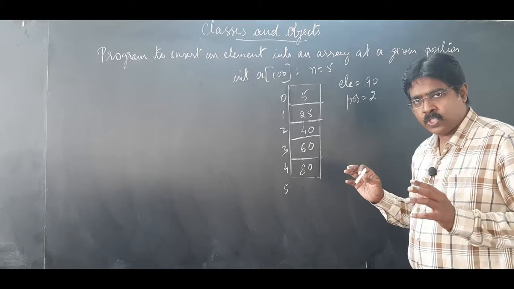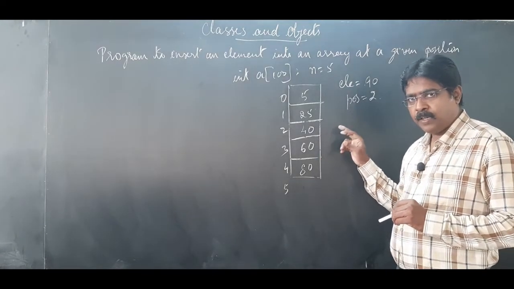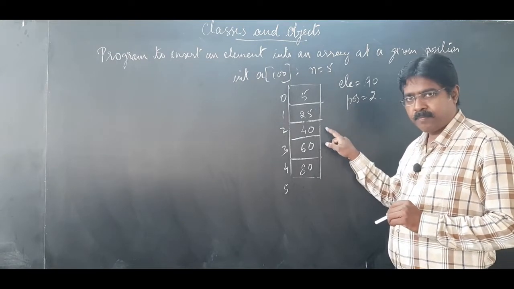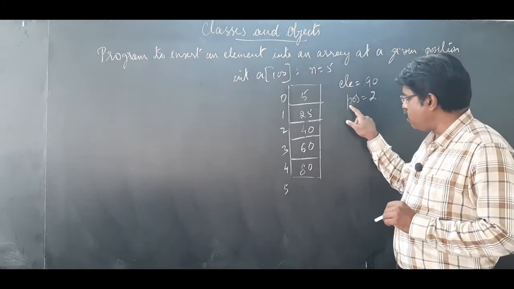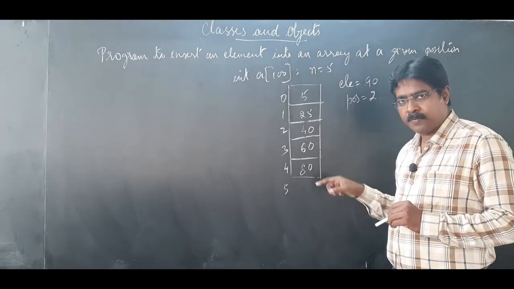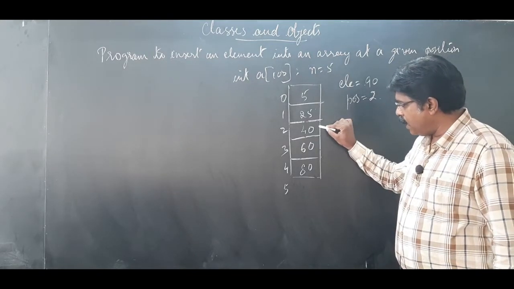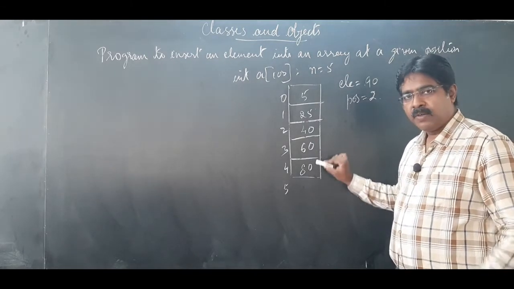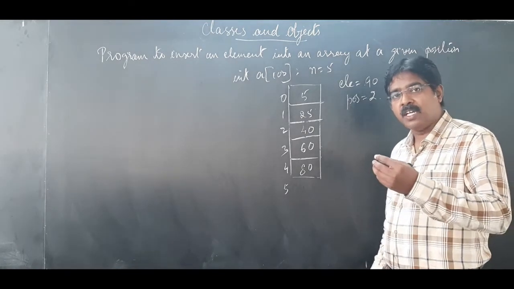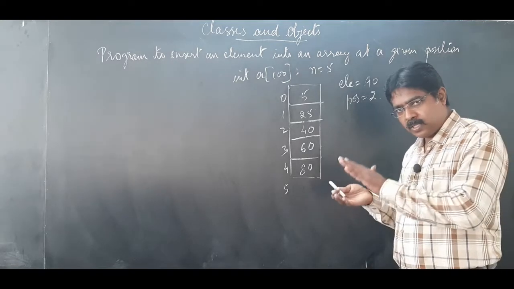When I want to shift the elements, make sure of this: if we have taken position equals 2 and you start shifting from position 2 itself, there is a disaster. That is, 40 is shifted to 60. When you move 40 to 60, the element 60 is destroyed or deleted. So 40 comes over 60.